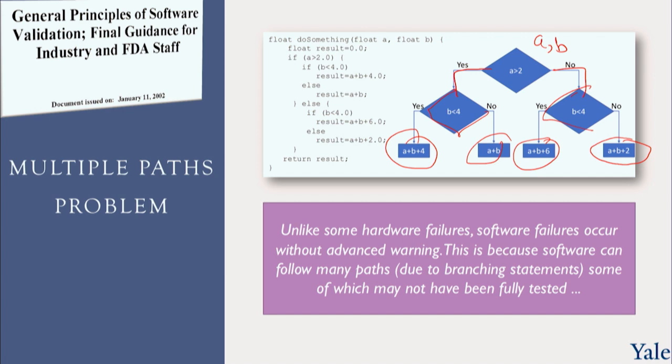Let's go back to that code. Unlike some hardware failures, software failures often occur without advance warning. This is because software can follow many paths due to branching statements, some of which may not have been fully tested. So we may have only tested these three endpoints of the code. Suddenly we find ourselves over here, and all of a sudden we find a bug that just appeared because we have just applied the conditions to the code. This happens. And if you can see that this trivial piece of code has 4 outcomes, you can imagine something more realistic, more complicated. This can go on and on.